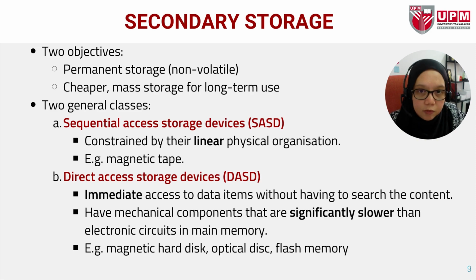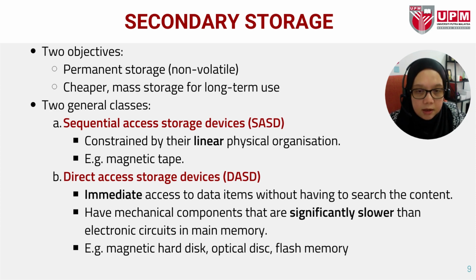There are two objectives of secondary storage. The first one is permanent storage, or non-volatile. Second, it is cheaper mass storage for long-term use. There are two general classes of secondary storage. One is sequential access storage devices, or SASD, and the other is direct access storage devices, or DASD.